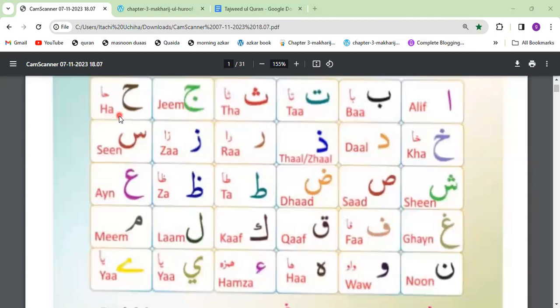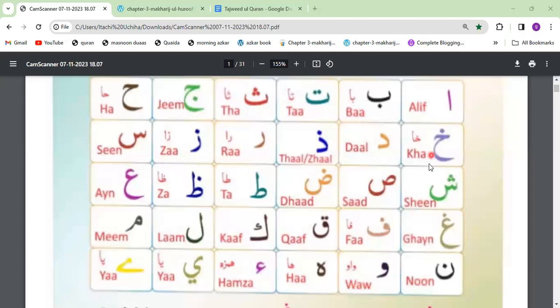And then we have the letter Ha. It was a very clear letter that was pronounced from our voice box, which is basically the middle of our throat, al-halak, right? Wast means middle and halak means throat. You have to use the middle of your throat, the voice box, to pronounce the very clear letter Ha.